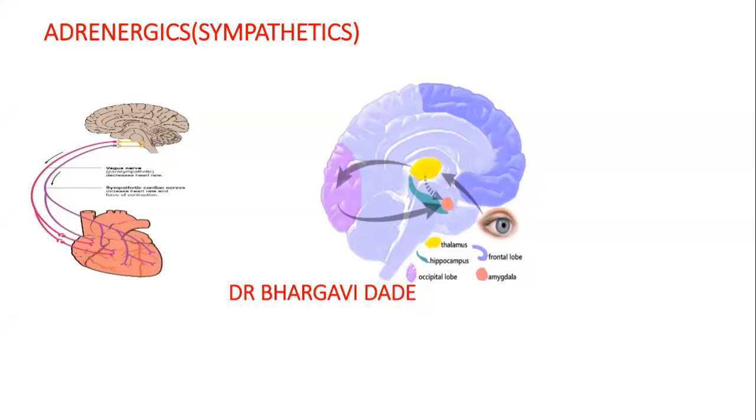Today I'm going to talk about adrenergics or sympathetics. This is a very important topic in pharmacology, and before I start the topic I want to give a little bit of introduction about what we are going to study in today's topic. So adrenergics are nothing but the medications that can stimulate certain nerves in our body. So before I begin, I would like to explain about the nervous system a little bit.